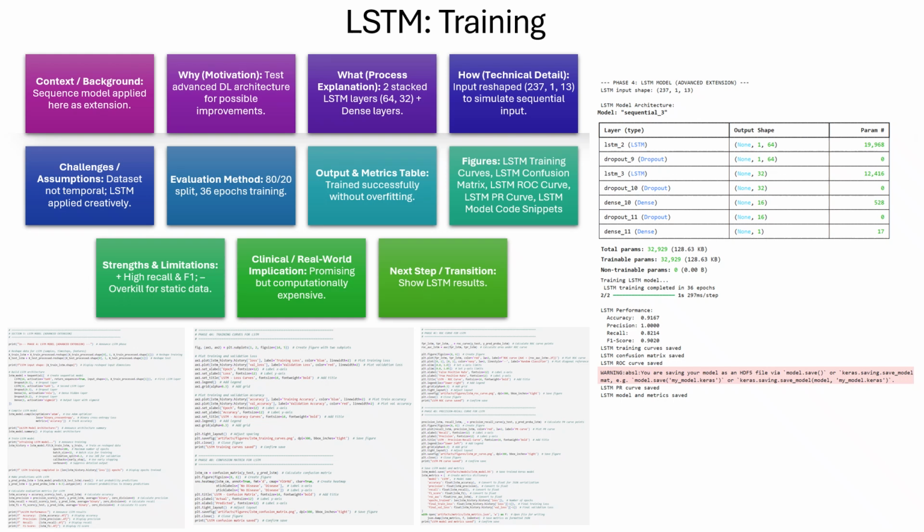We train an LSTM model by stacking two LSTM layers with dense layers on top, reshaping the input to simulate sequential data. The training followed an 80-20 split and ran for 36 epochs, converging successfully without overfitting. While powerful, it is computationally heavier for static data. Next, we will look at the LSTM results.